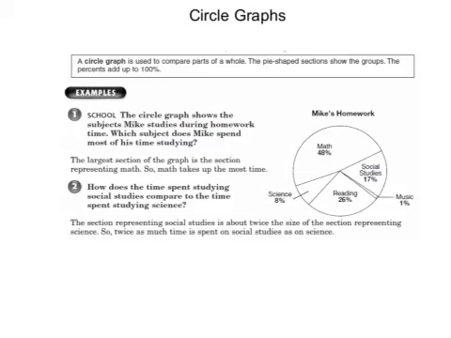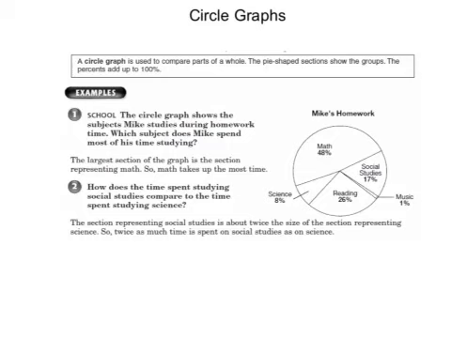For example, we might look at birthdays of students compared to the whole class. In this case, we're looking at Mike's homework, how much time he spends per subject on his homework. So let's continue reading. The pie-shaped sections are shown in groups. This is also known as a pie graph, so you might hear it called a circle graph or a pie graph or a pie chart. That's all the same thing.